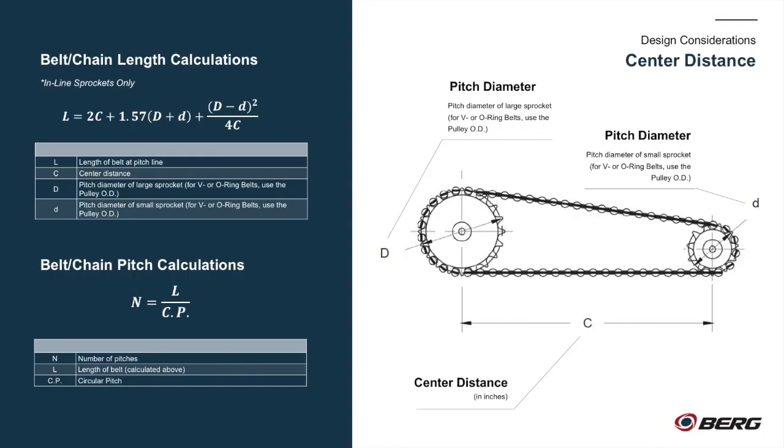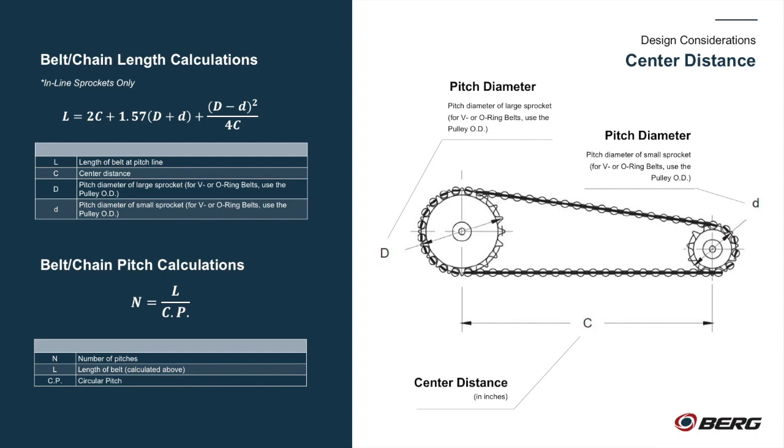Now it is time to determine the length of the belt that is needed for the designed application. For inline sprockets, the calculation on the left side of this slide can be used. Please note that the pitch diameter of the sprockets should be used except when using V or O-ring belts. Then use the pulley OD for the calculation. Our website, www.wmberg.com, also has a calculator that you can download to help you with this.